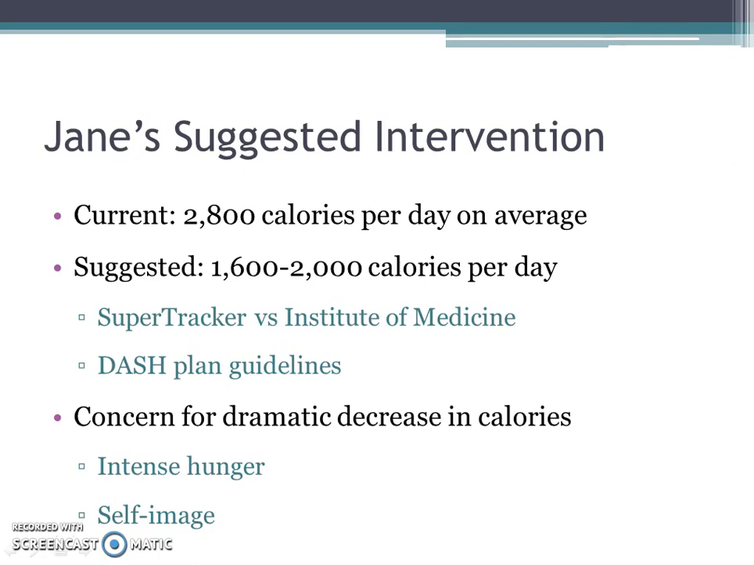There is some concern that an initial drop from an average of 2,800 calories to 1,600 would be difficult for Jane to maintain. It is also concerning that with this drop, she would experience more intense feelings of hunger and a development of negative self-imagery. The target goal of 1,600 to 2,000 calories would help facilitate weight loss without Jane feeling that she is isolated from her peers.